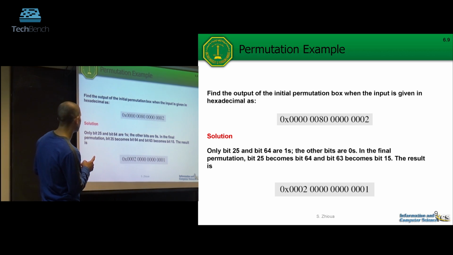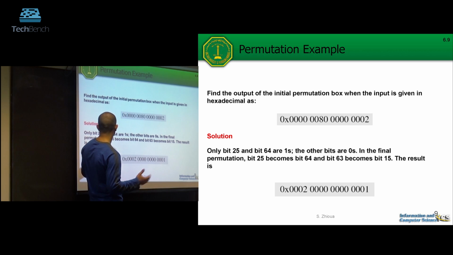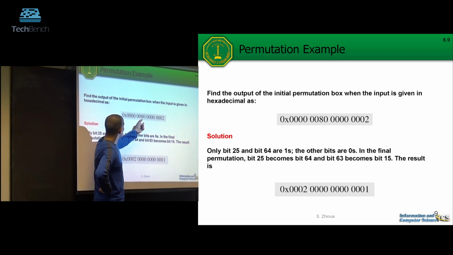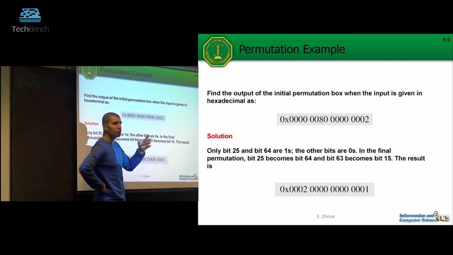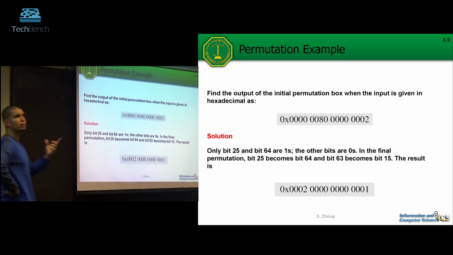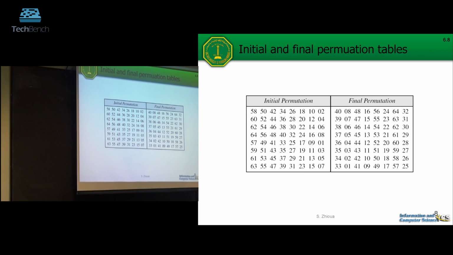Here the other bits are 0, and in the final permutation, bit 25 becomes bit 64. This is confusing. Again, this is bit 25, right? You take bit 25, this is 1, and in the output, bit 25 becomes position 64. We can see fourth row, first column. We're talking about the initial permutation. You count from the top, 0, 1, 2, 3 bits.